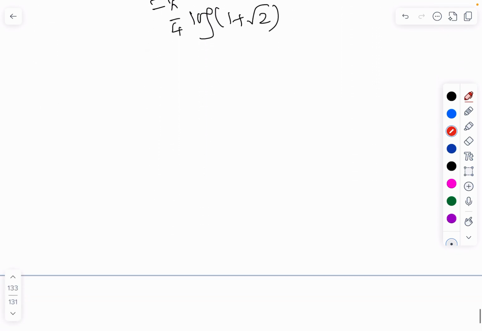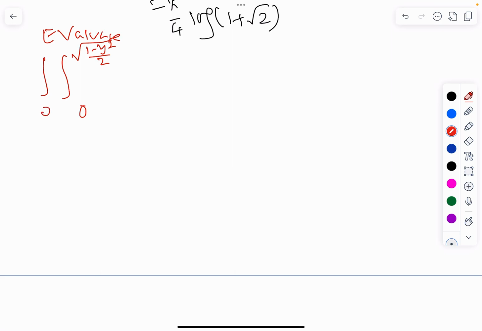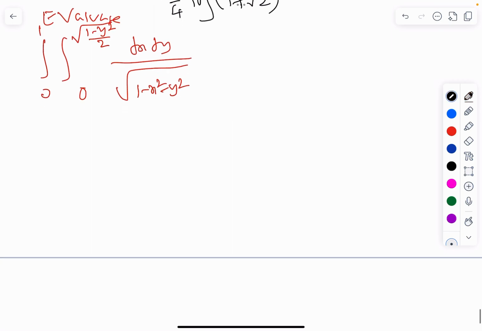Next example, evaluate integration 0 to root 1 minus y square by 2, 0 to 1, dx dy upon root 1 minus x square minus y square. Now this limit is for variable x. X is a function of y. So x is equal to 0 to root 1 minus y square by 2. Y is 0 to 1.